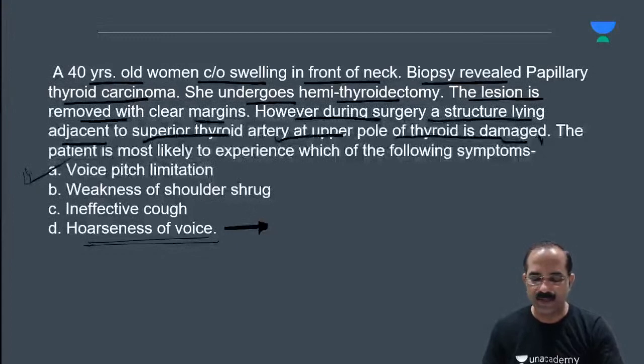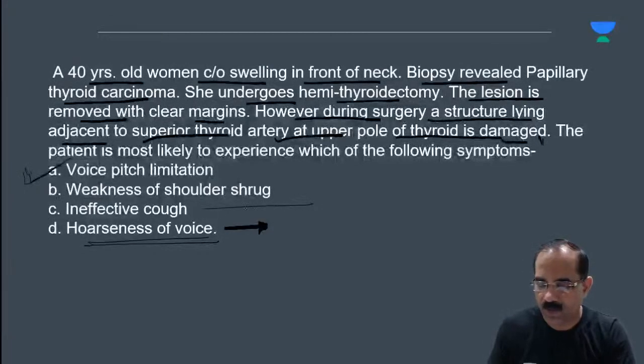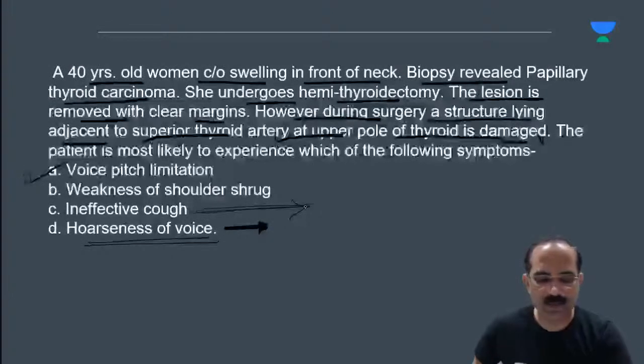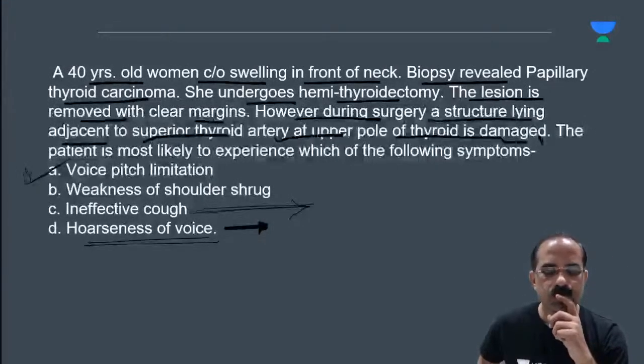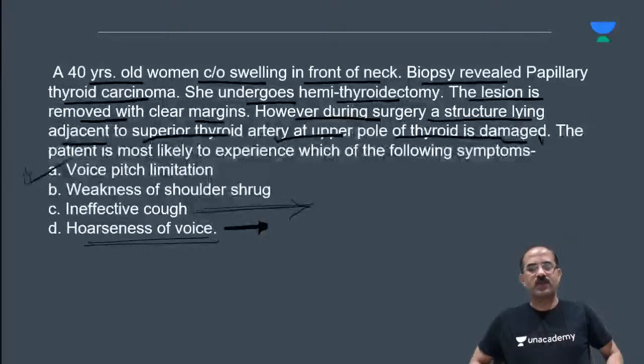And tell me, which is the nerve which supplies this? Ineffective cough. Which nerve would that be? Can anyone tell me? Ineffective cough, meaning coughing is hampered. Coughing is not there. Which is the nerve which helps us to cough?